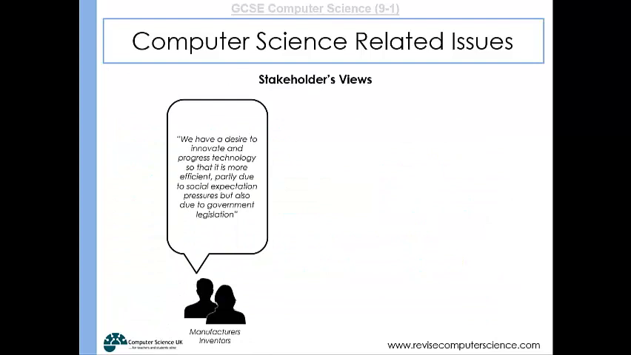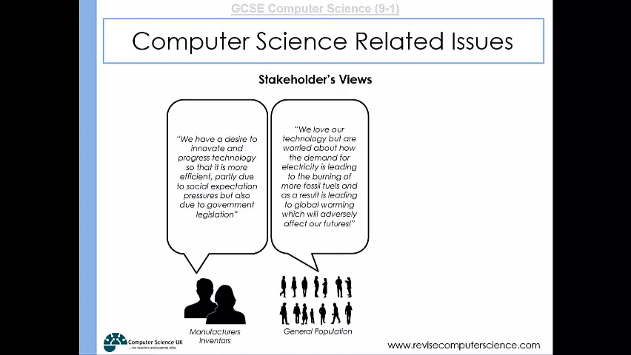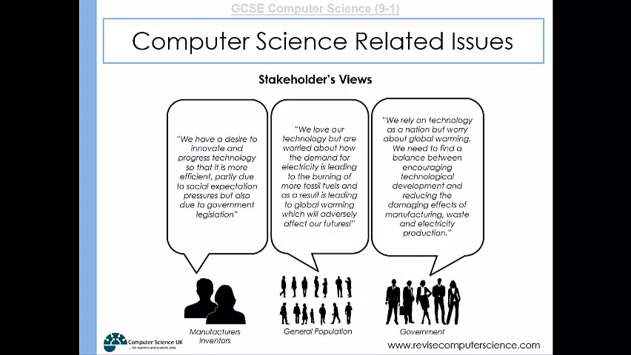Manufacturers and inventors have a desire to innovate and progress technology so that it is more efficient, partly due to social expectation pressures, but also due to government legislation. The general population, we love our technology, and we're worried about the demand for electricity and how it's leading to the burning of more fossil fuels, and as a result, it's leading to global warming, which will adversely affect our futures. The government, we rely on our technology as a nation, but worry about global warming. We need to find a balance between encouraging technological development and reducing the damaging effects of manufacturing, waste, and electricity production. So here you've got your stakeholders, and there are huge differences in their views and from where they're standing.